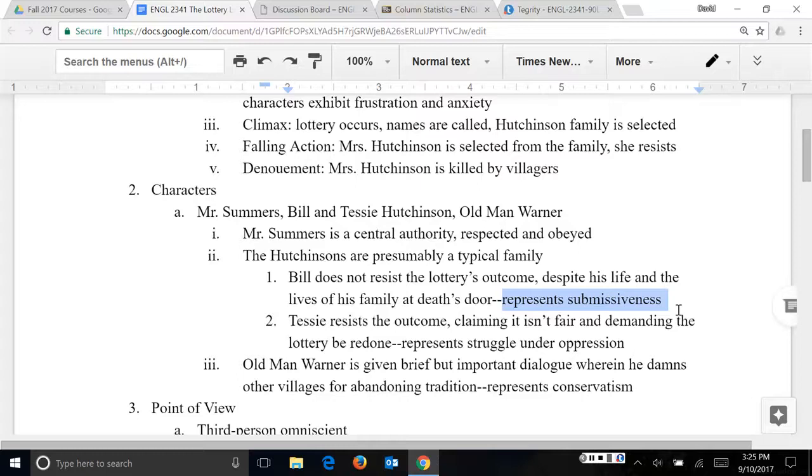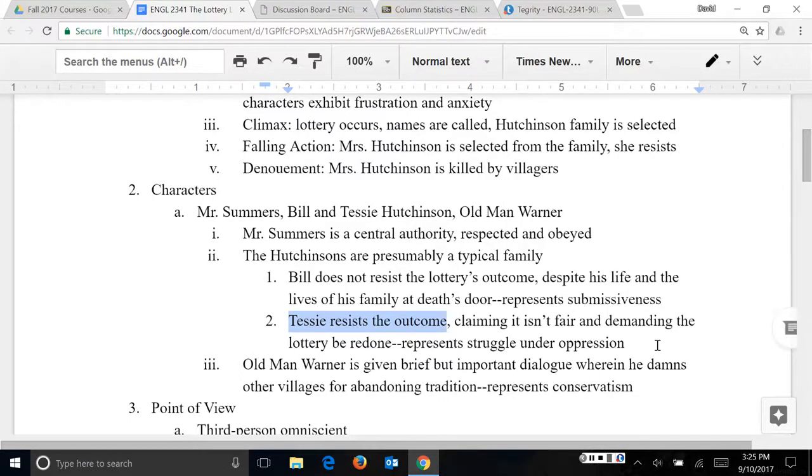Right? We would all consider that the lottery is some sort of oppressive system. It represents oppression. Yet he is not vocal against it. He does not speak out against it. Tessie, on the other hand, is an interesting character. I think generally we would all consider ourselves to be like Tessie.